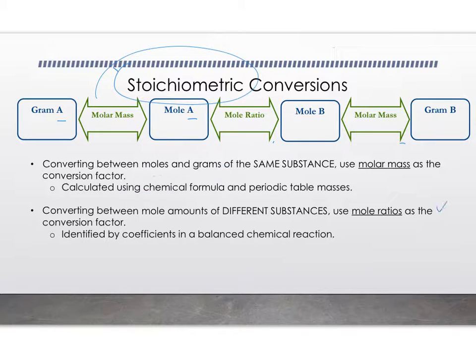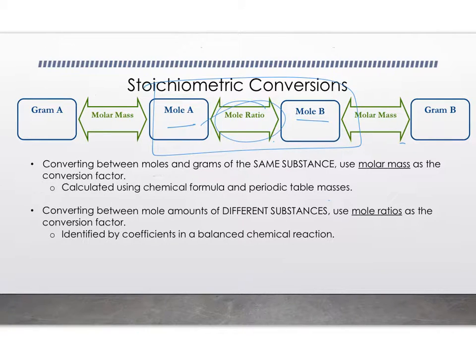Now what we just talked about is the conversion between mole amounts, your molar quantities of different substances. We're going to use the mole ratio to compare them, and those are identified by the coefficients of a balanced chemical reaction. We can have multiple types of conversions here, and we're going to start off with the most simple type: moles of the first substance to moles of the second substance. So we're first going to talk about our one-step conversions. Again, for mole-to-mole conversion, we have to use the mole ratio.